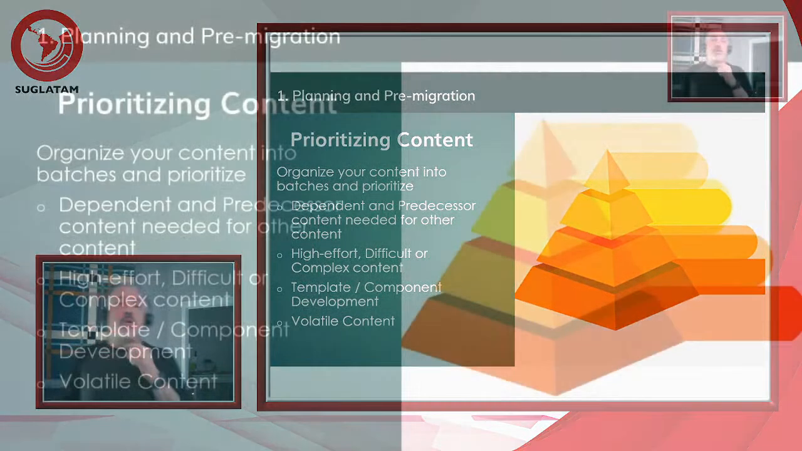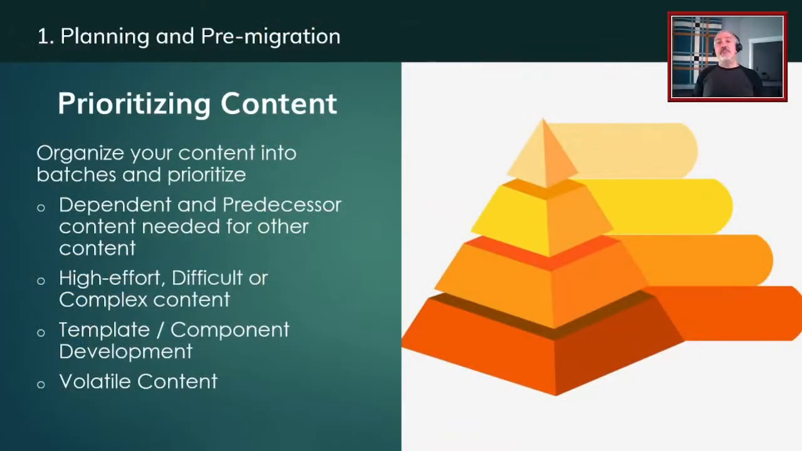So next, we're going to organize your content into batches and prioritize. Some content on the site needs to go first by the nature of being needed or being used by other pages or components, like a service or a specialty that's only available at select locations or from select people, that fills in a required field that you can't publish an item without.